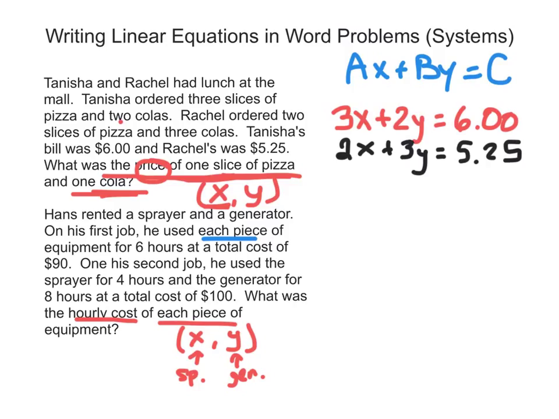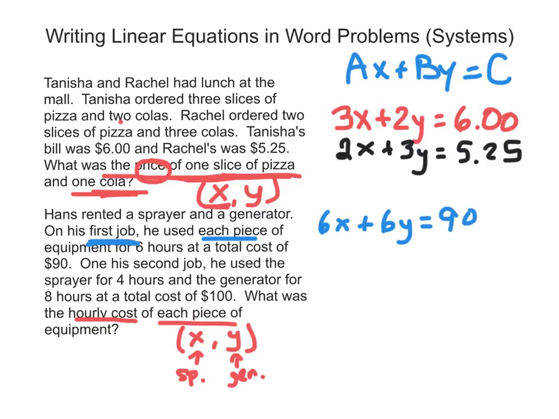All right, so each piece of equipment on the first job, let's go back to that one. On the first job, he used each piece of equipment for 6 hours. So 6 hours for the sprayer, the cost of the sprayer is x, plus 6 hours for whatever the cost is per hour for the generator. And altogether, he spent $90.